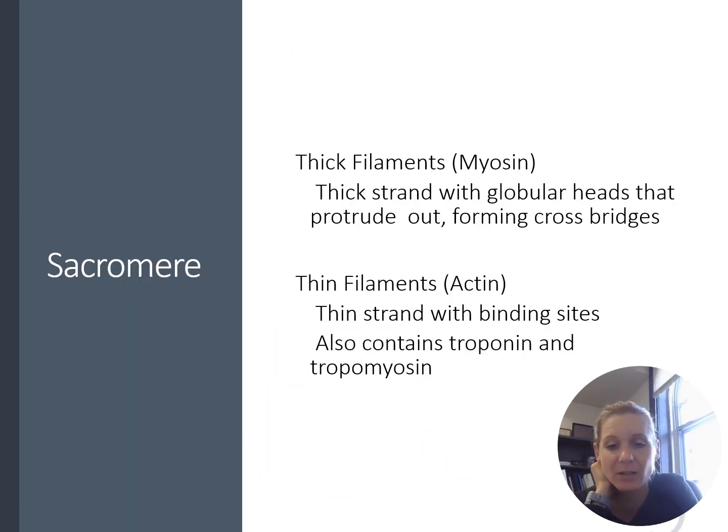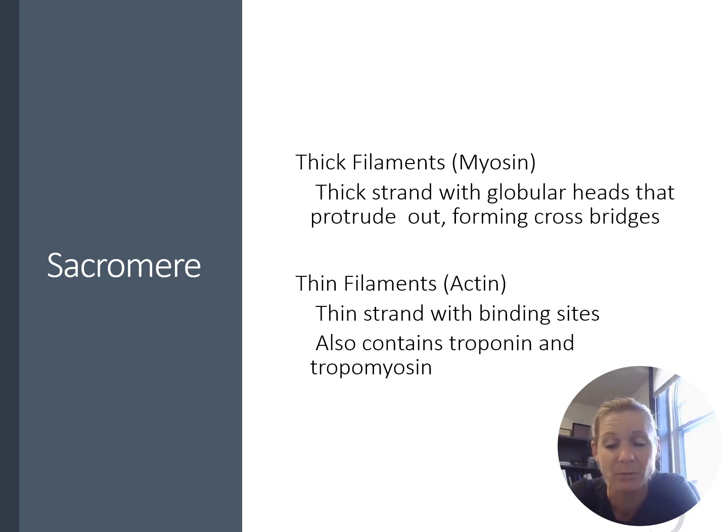As I alluded to, the sarcomere contains two different types of proteins. We have thick filaments and thin filaments. Thick filaments are made of this myosin configuration, and these thick filaments have a globular head that's going to protrude out from them and form what's called a cross bridge. This thick filament is going to have a lot of these globular heads. Actually, the more globular heads I have, the greater my potential to produce force, because it's through the binding of my globular head with the thin filament that I can produce force or create strength within that muscle contraction.